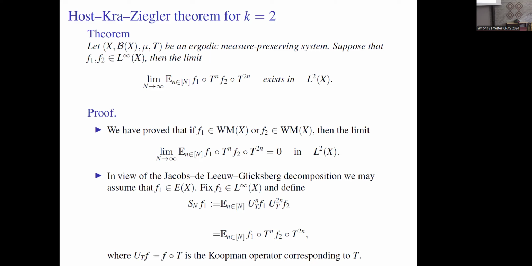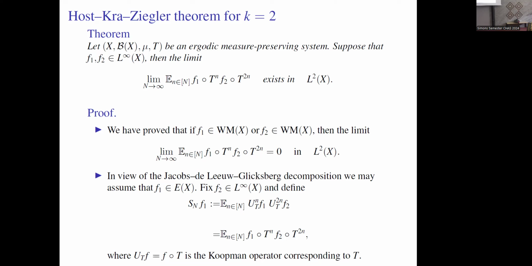So let's assume that T is ergodic, and we want to show that this limit exists in L2. Therefore, this is what we do from the first part. We know that if at least one function is weakly mixing, then this limit exists and is equal to 0 in norm. This is what we proved as a consequence of the van der Corput lemma. And now we can use the Jacobs-Leibsberg decomposition, and we can assume that function f, let's say, is an eigenvector for the Koopman operator.